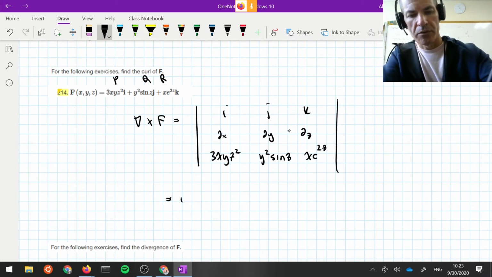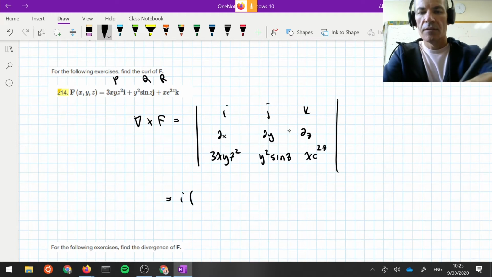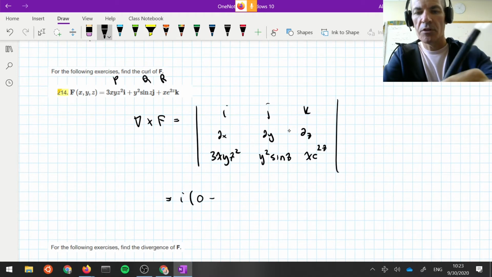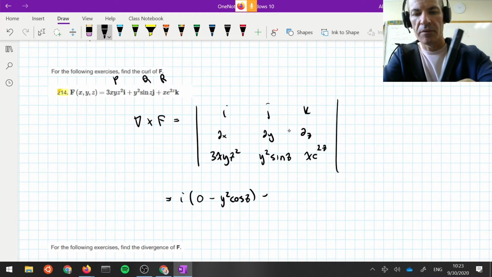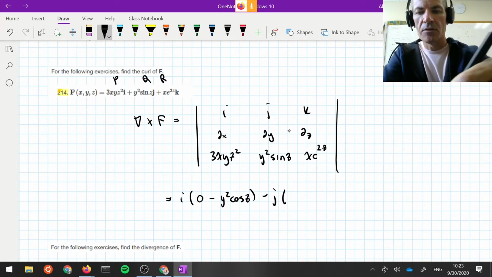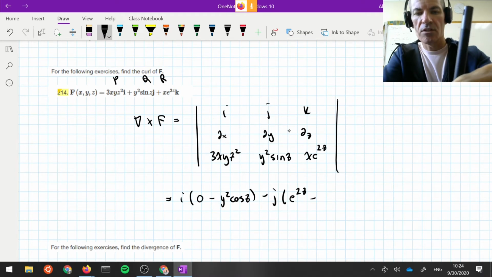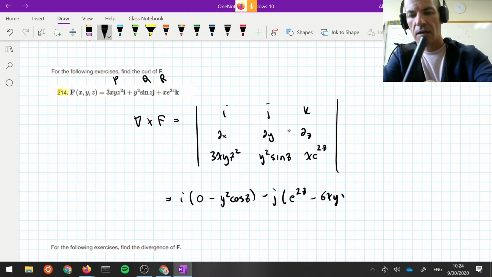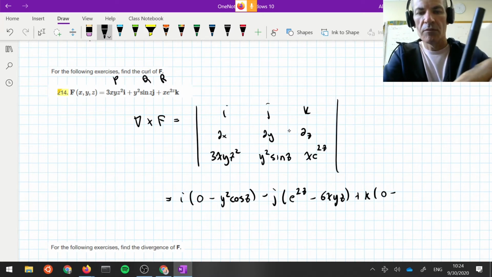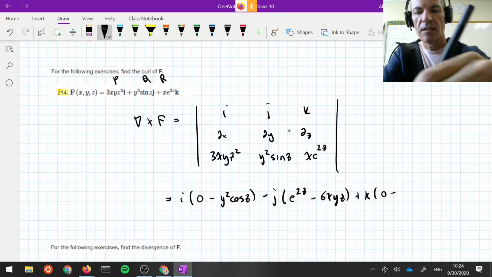All right, and let's work our way through this. We'll do the i component. So that's the partial of this with respect to y. There are no y's here, so we get 0, minus the partial of this with respect to z, y squared cosine z. That's the i component. Minus j, let's do the j component. The partial of this with respect to x is e to the 2z, minus the partial of this with respect to z is 6xyz. And then last component, k, the partial of this with respect to x is 0, and the partial of this with respect to y is 3xz squared.